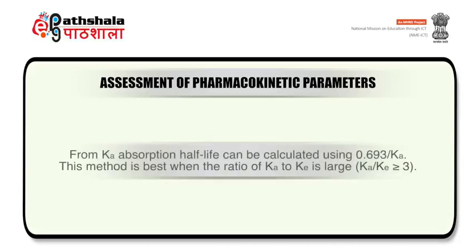From Ka, the absorption half-life can also be calculated using 0.693 by Ka. This method is best when the ratio of Ka to Ke is large, that is Ka upon Ke is greater than or equal to 3.